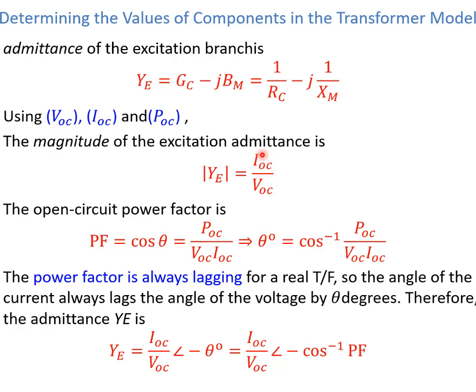This is just simple Ohm's law. The open circuit power factor is given as cos theta equal to POC, the open circuit power, divided by the apparent power. So theta equals cos inverse of POC over VOC IOC. The power factor is always lagging for a real transformer, so the angle of the current always lags the angle of the voltage by theta degrees. Therefore the admittance YE can be calculated as IOC over VOC with the angle of minus theta degrees, or minus cos inverse of the power factor.